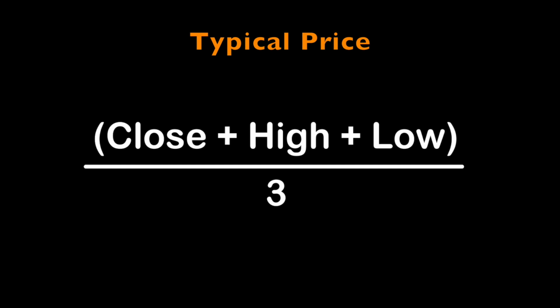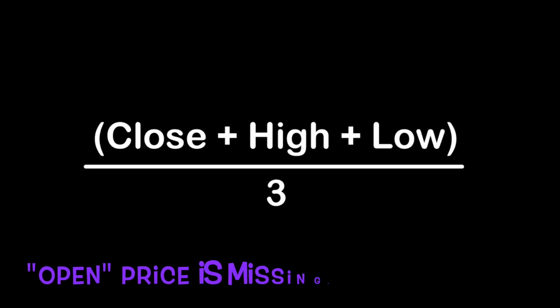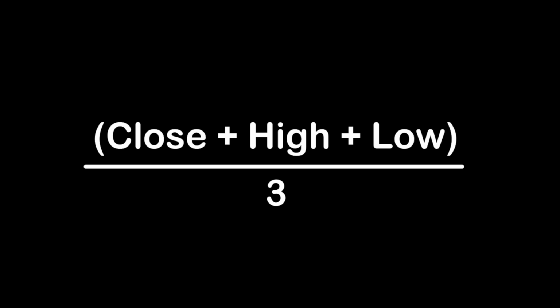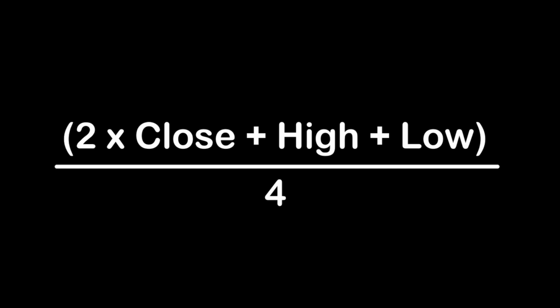Here, the price data is calculated by adding the close, high, and low all together, then dividing by 3. Notice that the open is missing. This is because the close of one period is usually the same as the open of the next period, or very close. The final choice on the 7 selection menu is the weighted price, and is calculated by assigning additional weight to the close by multiplying it twice, adding the high and low, then dividing it all by 4.